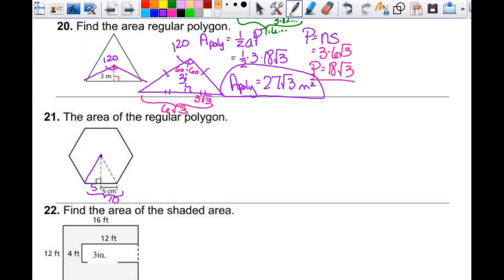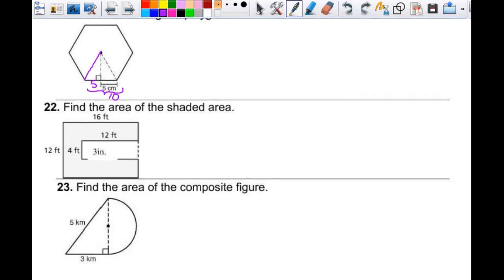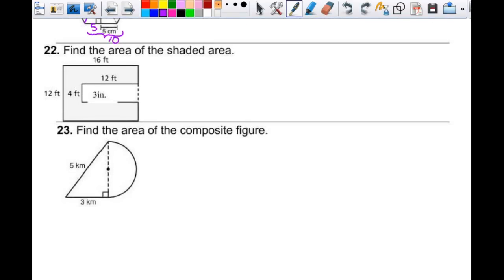Okay, so find the area of the shaded region on 22. And there's like this space here that doesn't really belong there. And I'm not sure that you can even tell what's shaded. So this is the intention of the shaded area. You got a couple options. You can cut it up into pieces and find the pieces and add them together, or you can find the whole thing and subtract out the middle.